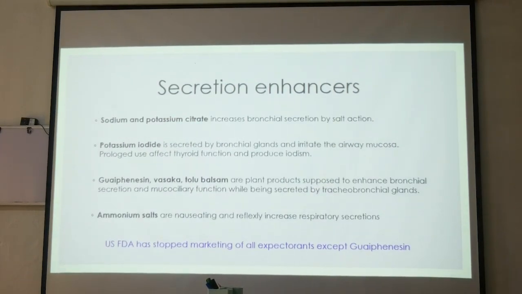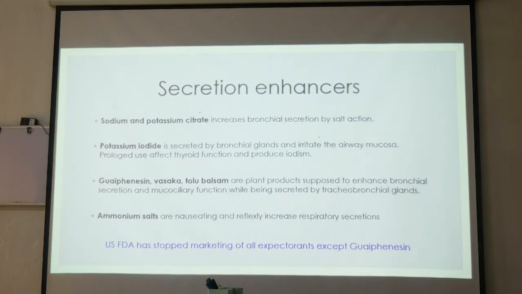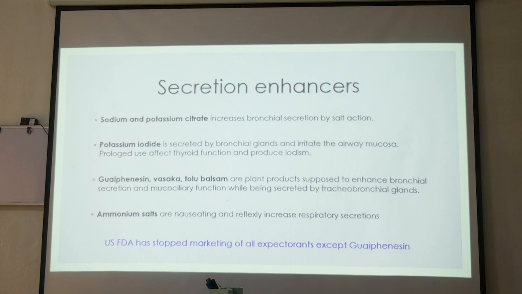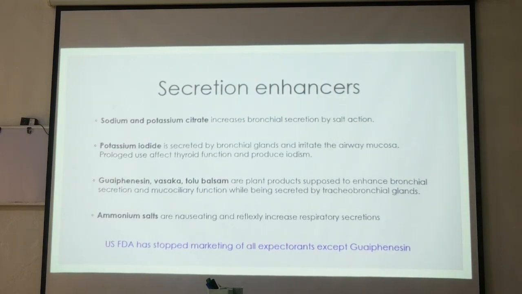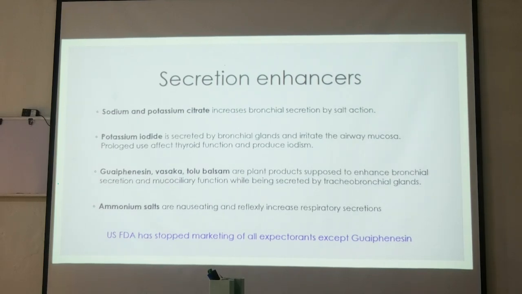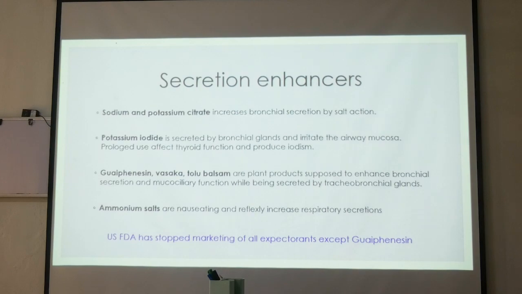Now secretion enhancers include sodium potassium citrate, which increases the bronchial secretion by salt action. Potassium iodide reflexly increases the bronchial gland secretion. Guaifenesin, Vasaka, tolu balsam are plant products. Ammonium salts are nauseating and reflexly increase the respiratory secretion.